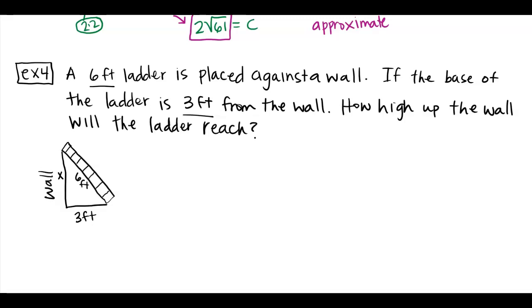What'd you say? Less than? Okay, why less than? The ladder in this case was the biggest. Yeah, the ladder is our hypotenuse, and our hypotenuse has to be the longest side, right? That's just by definition. So this is not going to reach 6 feet up the wall. It's going to be less than 6 feet up the wall. And that makes sense if you're thinking about it in real life.